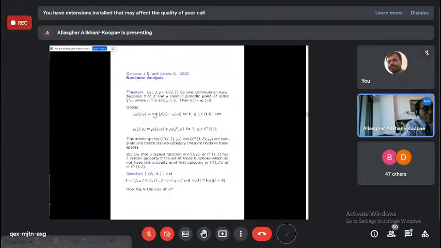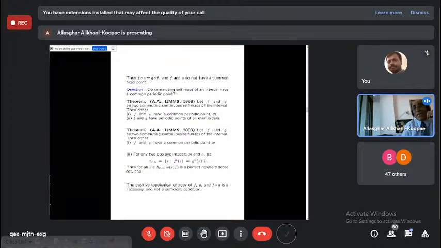In relation to this, someone could ask: if f has positive topological entropy and g has positive topological entropy, does f∘g have positive topological entropy? Or, what is the relation between the topological entropy of f, g, and f∘g? We're going to talk about this a little later.